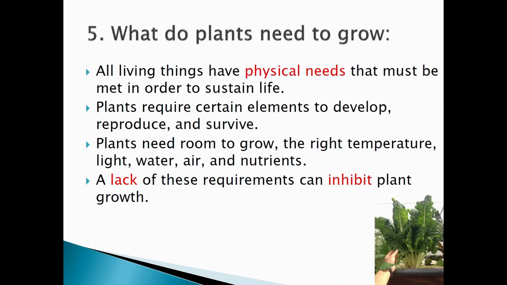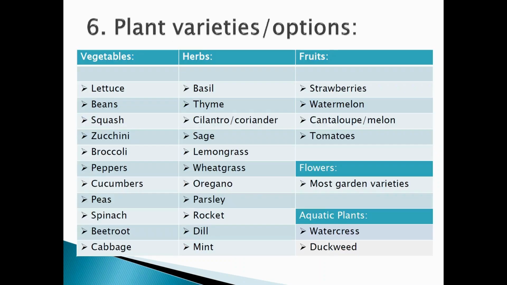Now, as in any other system, plants have certain physical needs that need to be met in order for them to grow. Things such as media to grow within and room to grow, the right temperature, light, water, air, and nutrients. As in any other system, a lack of these requirements will inhibit plant growth. There are many different varieties of plants that can be grown using aquaponics, such as vegetables, herbs, fruits, flowers, and even aquatic plants, as listed in these tables, but we'll go into a bit more detail later.